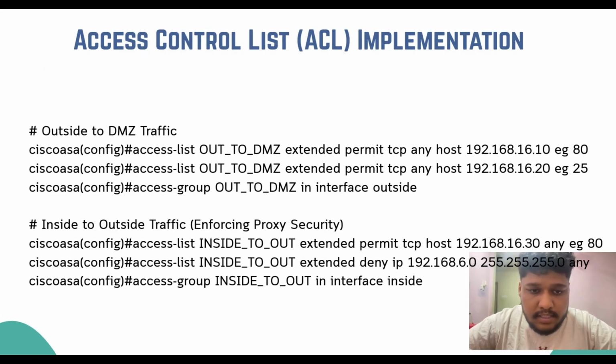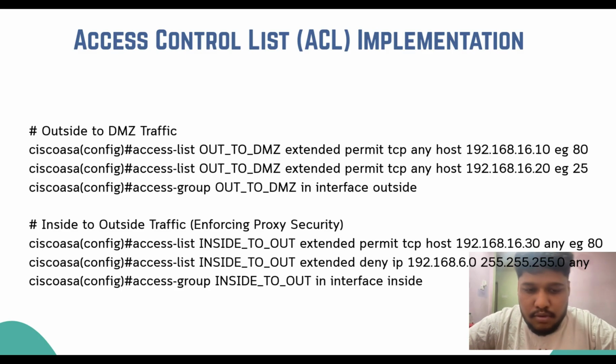So next we will see the access control list. We enforce our security policy using ACLs to manage traffic flow between trust levels. The first one is outside to DMZ. We apply the out-to-DMZ list to our outside interface. This follows a least privilege model. It specifically permits HTTP traffic on port 80 for our web server and SMTP traffic on port 25 for our email server, while blocking everything else by default.